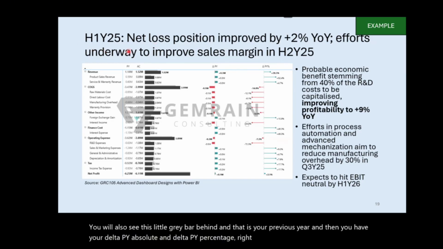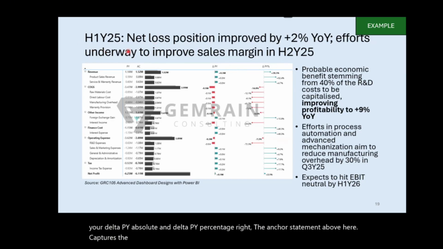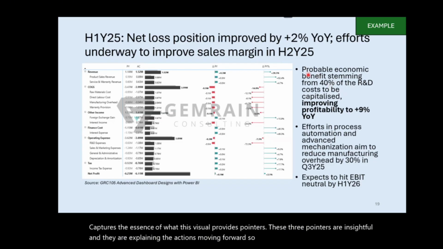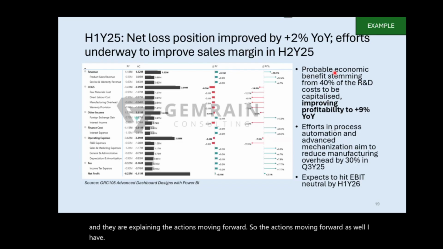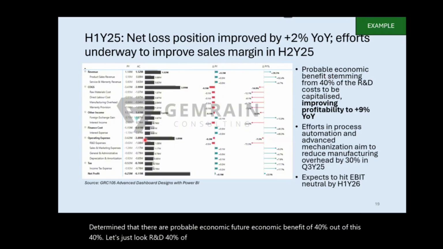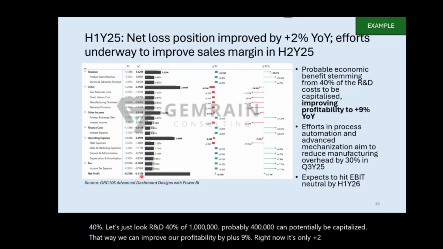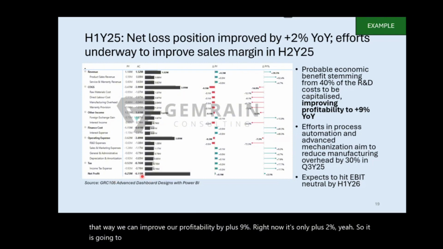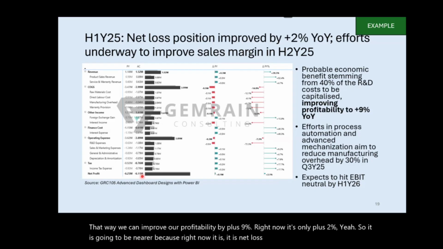The anchor statement above captures the essence of what this visual provides. These 3 pointers are insightful, and they explain the actions moving forward. I have determined that there are probable future economic benefits of 40%. Out of this, R&D, 40% of 1 billion, probably 400,000, can potentially be capitalized. That way, we can improve our profitability by plus 9%. Right now, it's only plus 2%. Because right now it is a net loss, it is going to be nearer to zero.